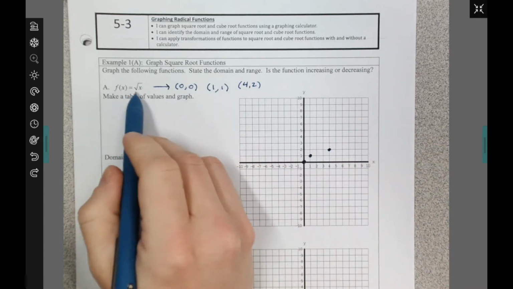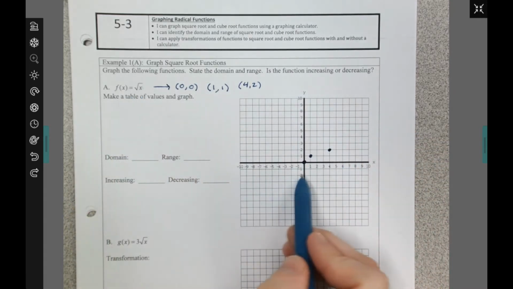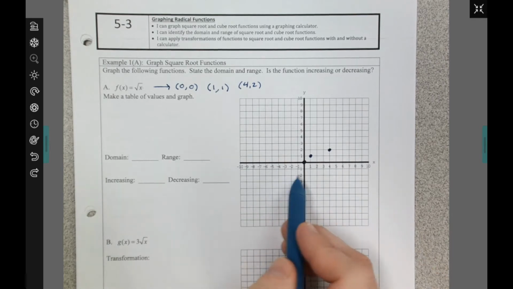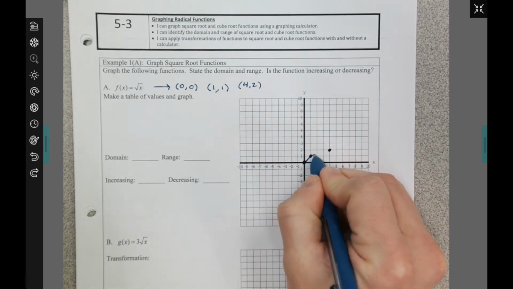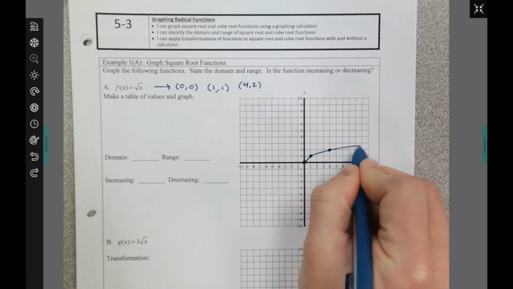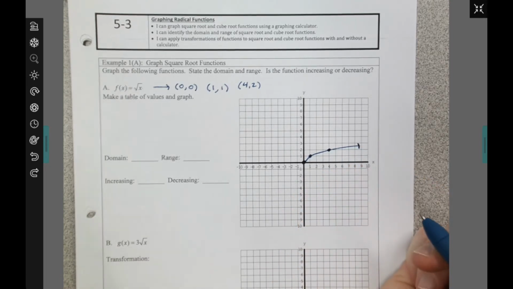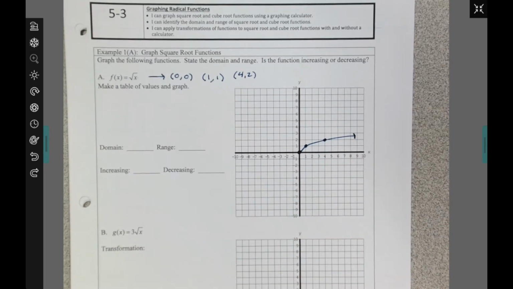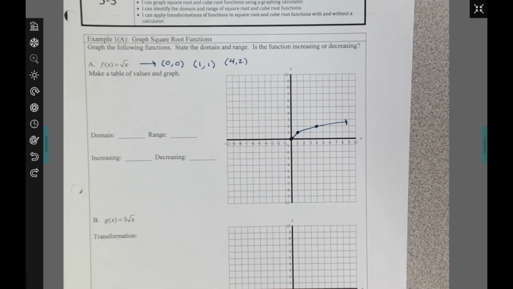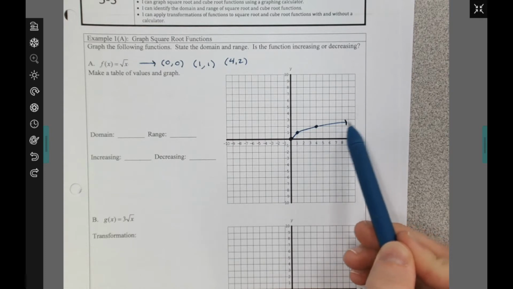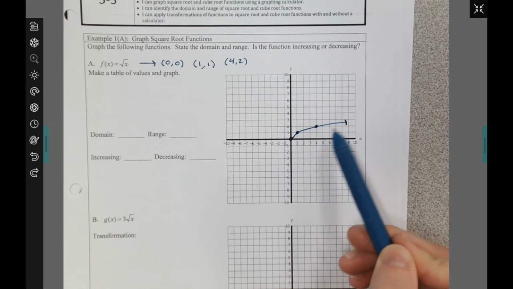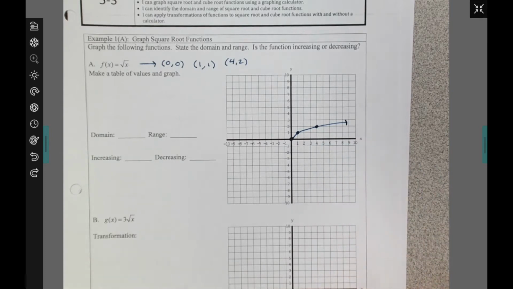Okay? You can't take the square root of negative numbers. You can, but you end up with imaginary numbers, which we can't graph. So we're good with those 3 points right there. Go ahead and make a graph. It's going to look something like that. All right? Your square root function, whenever we graph it, is always going to look like this half curve going off to the right. Okay, that is your parent function, unless we have some transformations going on.